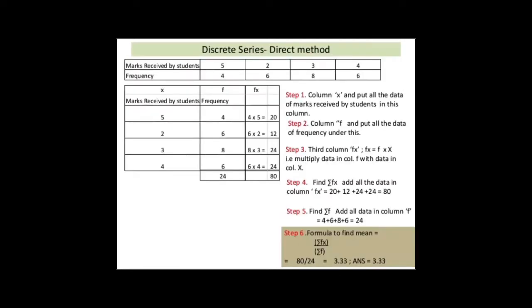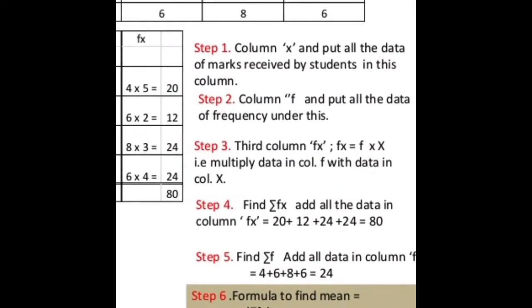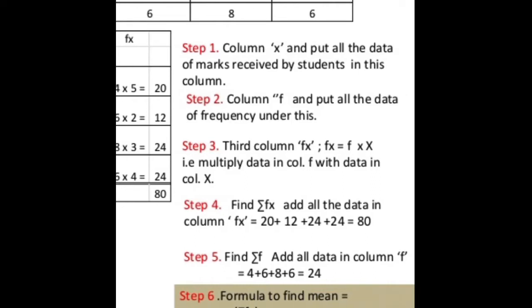Now in case of discrete series, when we use the direct method, the formula is sigma fx upon sigma f. Sigma f is the total of frequencies. Now how do we calculate mean in discrete series using direct method? Number 1, in column x we put all the data of the marks received by the students. In column 2 we write the frequencies. In column 3 we calculate fx, that is frequency into individual values of x. The total of this column is sigma fx.